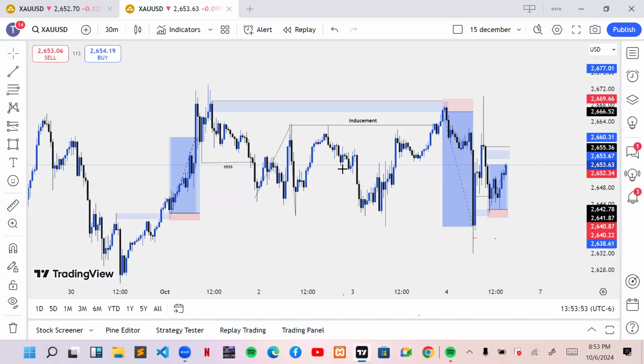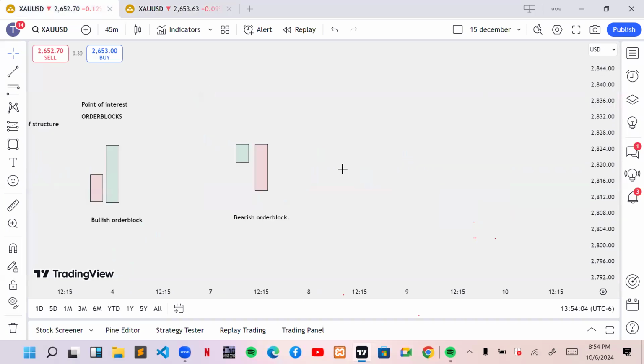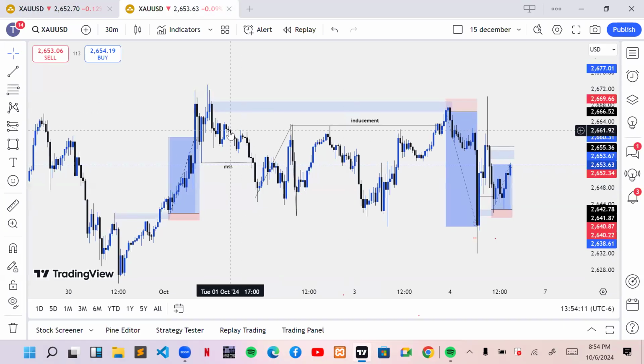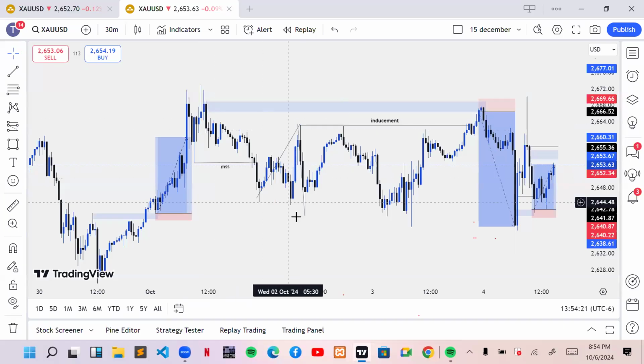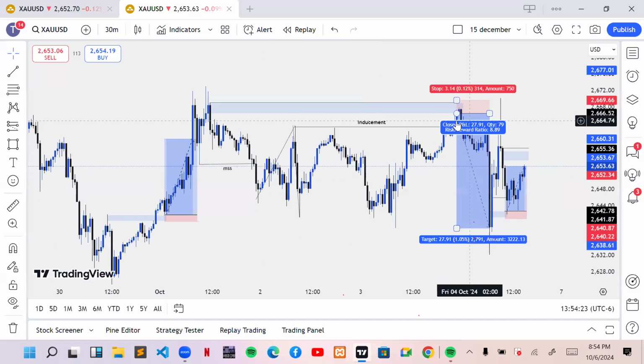Since I'm looking out for sells, what I'm going to be looking out for is my point of interest, that is my order block. In this case, since I'm looking for sells, it means I'll be looking out for a bearish order block. So how does a bearish order block look? You see a bullish candle, and then you see a bearish candle engulf it. In this case, this is what a bearish order block looks like. So I marked my order block from this. And what did the market do? The market eventually tapped into this order block and continued selling.